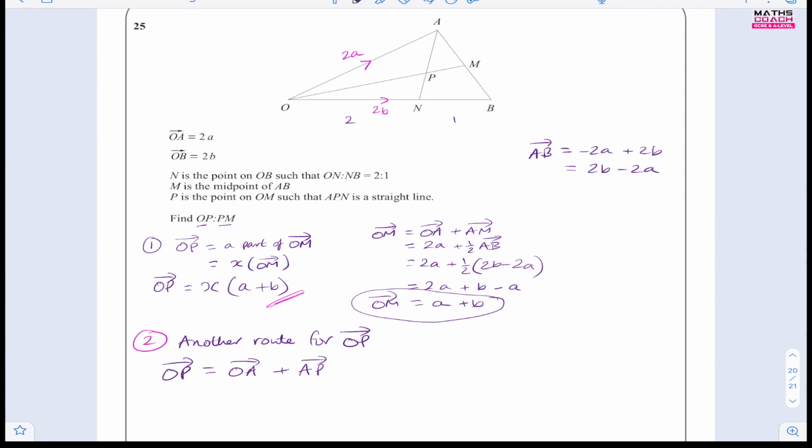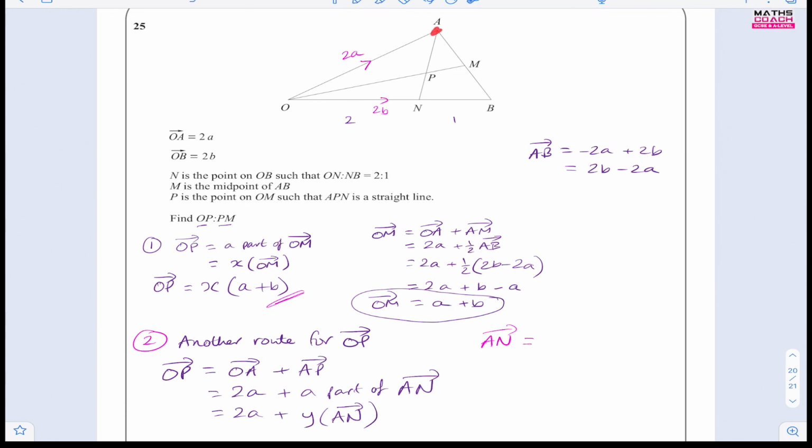Now A to P is also a part of A to N. So here's A to N, and we know that A to P is a part of that. We don't know how many parts. So once again, just like before, we can say O to A, which we know is 2A, plus a part of A to N. So just like before, we can say 2A plus Y as a part of A to N. And now, just like we did O to M earlier, we need to find what A to N is. So to find A to N, we trace a route.